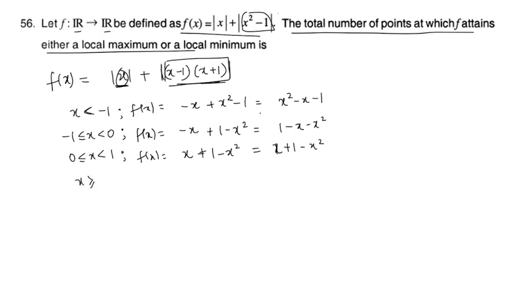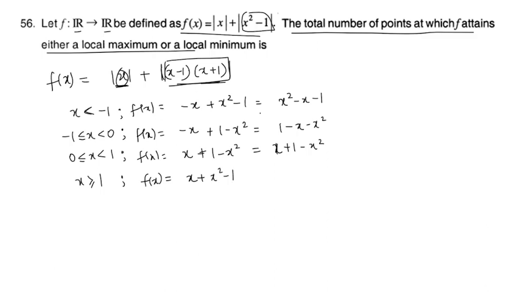The fourth interval is going to be wherein all the product as well as x are going to be positive, and thus we can just immediately write them as x plus x squared minus 1.